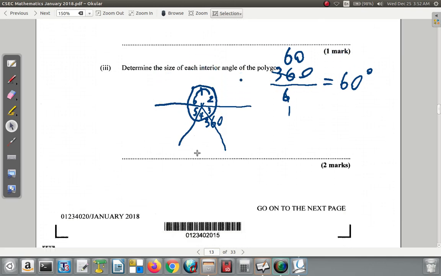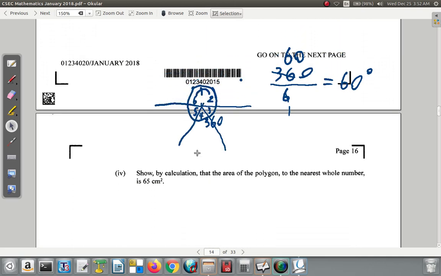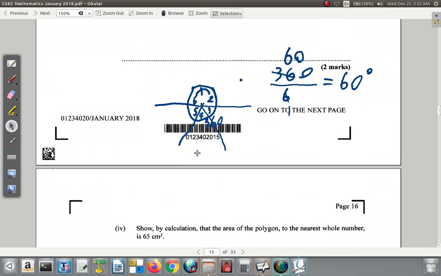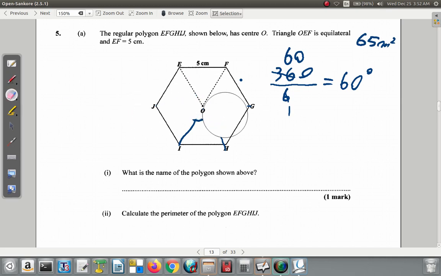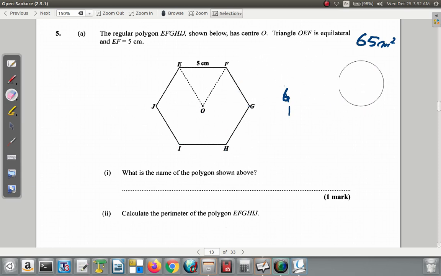Alright, there's a part 4 here. Show by calculation that the area of the polygon to the nearest whole number is 65 centimeters squared. Interesting. Let me just put the 65 centimeters squared up here. 65 cm squared. So show that the area of the polygon is 65. Alright, how are we going to do that?